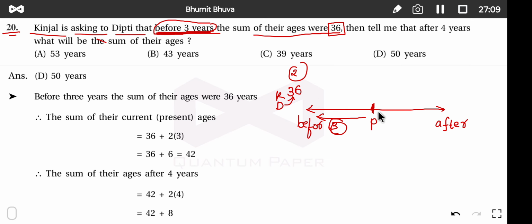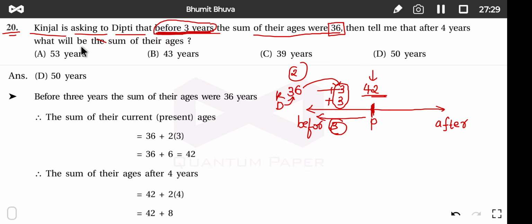So if we want to find out the present age, Kinjal will be plus 3, we have to add extra, and Dipti is also plus 3, we have to add. So total how much we have to add? 3 plus 3 is 6. 36 plus 6 becomes 42. So the sum is 42 at present.